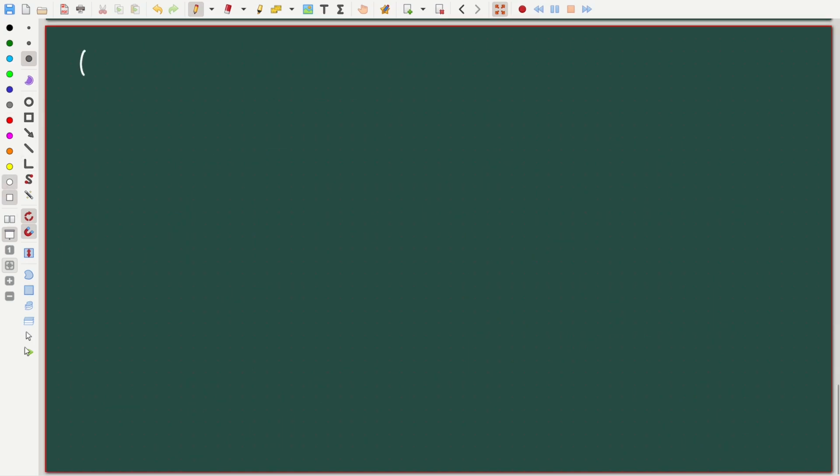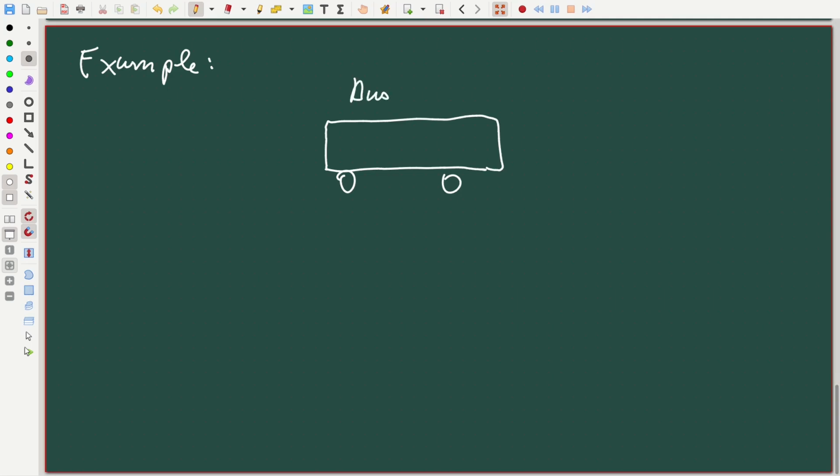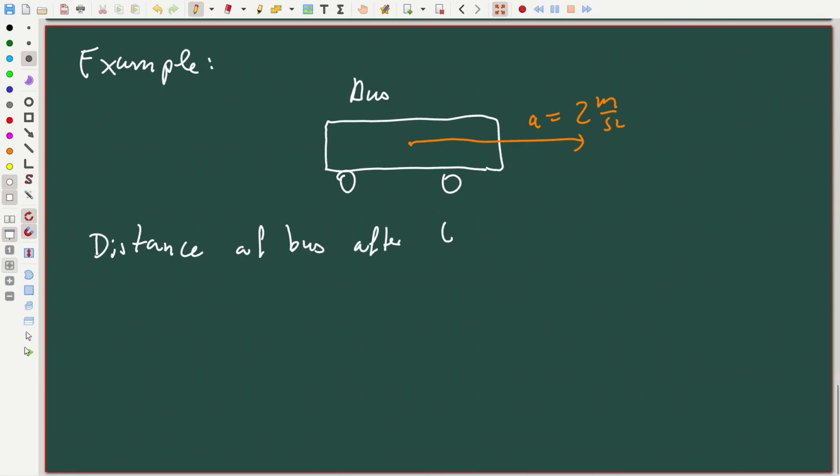And again, I would like to make a short example to understand it a little bit better. So this time we will not use a car. We will maybe use a bus, which accelerates with a equals 2 meter per square second. And then we want to calculate the distance which this bus traveled after a time of 5 seconds.